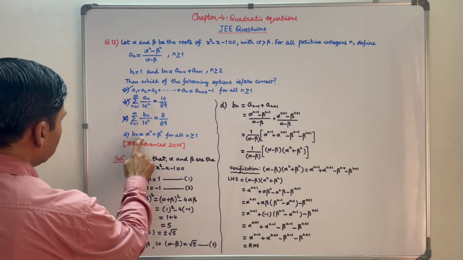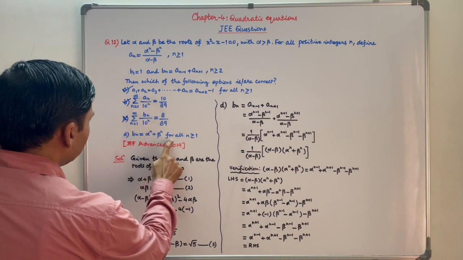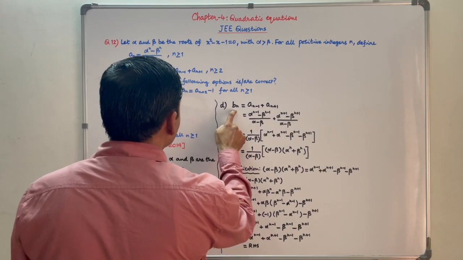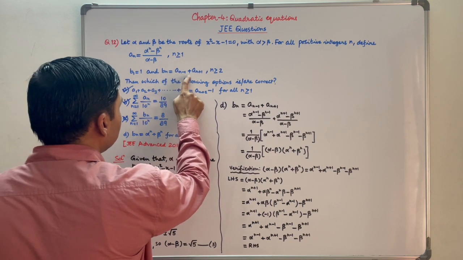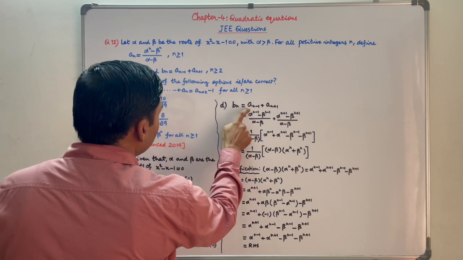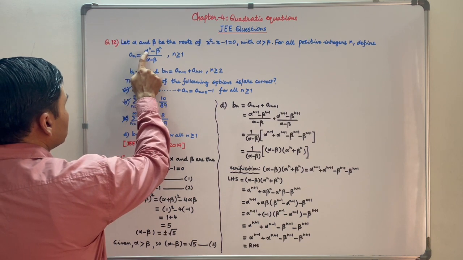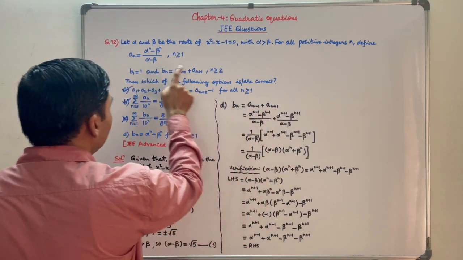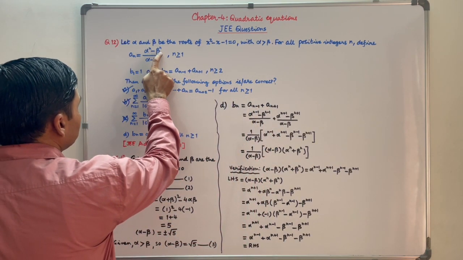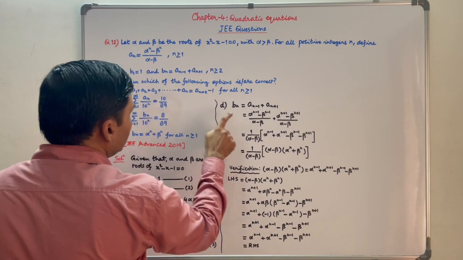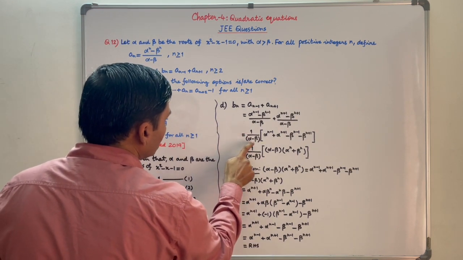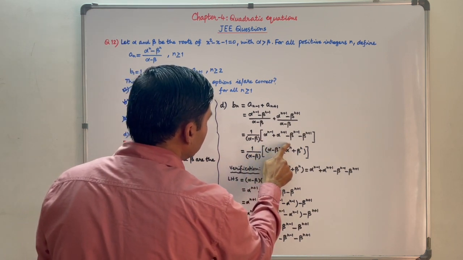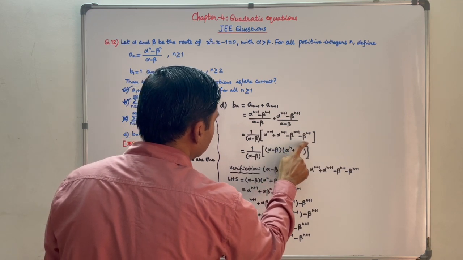Statement D. Bn is equal to alpha to power n plus beta to power n for all n greater than or equal to 1. Left hand side is Bn and given Bn is equal to an minus 1 plus an plus 1. An minus 1 is equal to alpha to power n minus 1 minus beta to power n minus 1 upon alpha minus beta. And an plus 1 is equal to alpha to power n plus 1 minus beta to power n plus 1 upon alpha minus beta. Take 1 upon alpha minus beta common. So inside the bracket it is alpha to power n minus 1 plus alpha to power n plus 1 minus beta to power n minus 1 minus beta to power n plus 1.